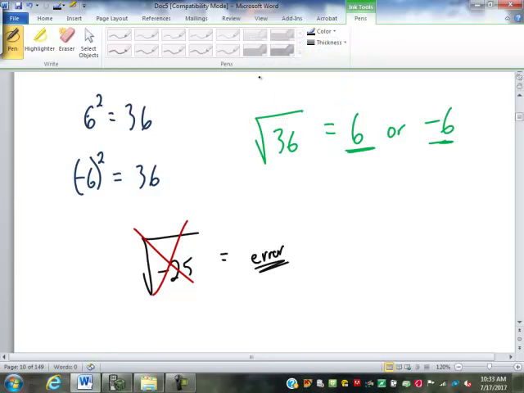Now, I tell you that kind of tongue-in-cheek because if you were to get into college algebra and the abstract algebra section of it, they actually will look at taking the square root of a negative number, and they call it imaginary numbers that they've made up to work those out. We're not going to get into those.